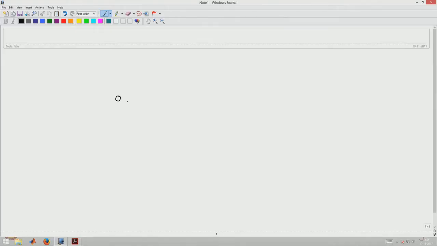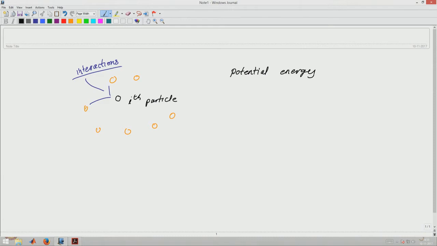So, we have, let us say, a particle which we will choose to call ith particle, and surrounding this we will have several other particles. And so, what we have are interactions between these particles. So, these are all various interactions that can take place, and so our interest is in defining the overall potential energy based on these interactions. And the potential energy will be determined based on the distance between particles.